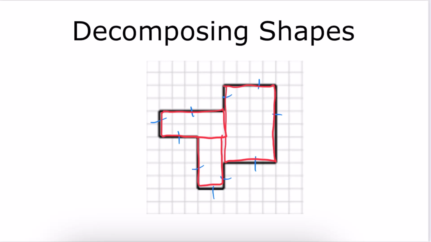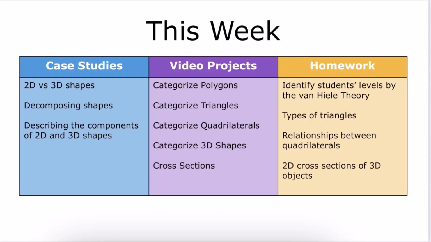So I hope that was helpful. Just as a reminder, this week, your case studies are going to give you some examples of different classes and different students that have explored the idea of shape. Your video projects are where you guys are going to explain how you categorize different shapes. Or for those of you with the cross-section one, you'll be explaining what a cross-section is and what that means. And then on your homework, you're going to be practicing identifying the Van Hiele theory, identifying different types of triangles and quadrilaterals, and also looking at cross-sections.